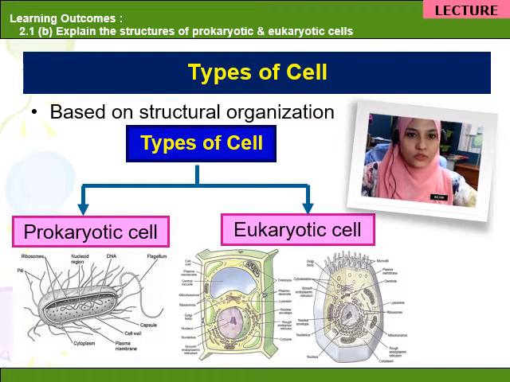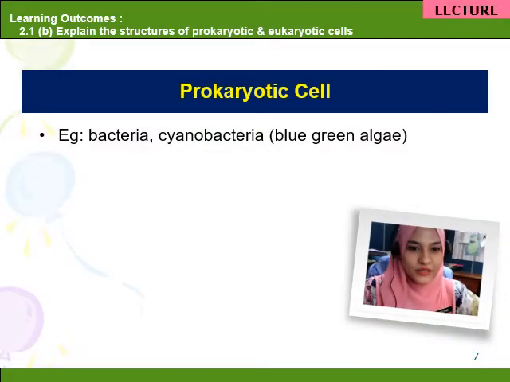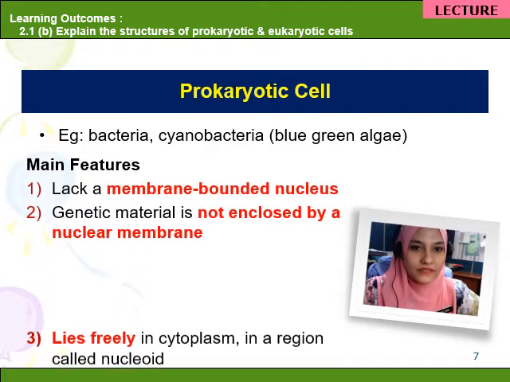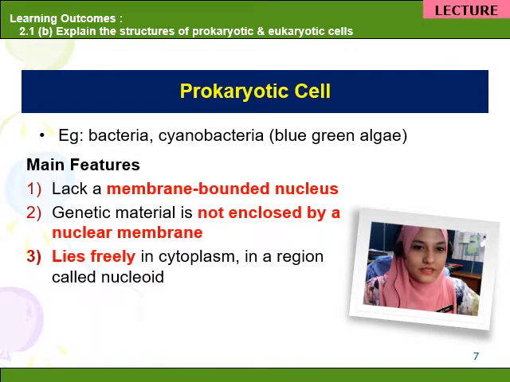There are two types of cells based on structural organization, which are prokaryotic cells and eukaryotic cells. Examples of prokaryotic cells are bacteria and cyanobacteria. The main feature of prokaryotic cells is that they lack a membrane-bounded nucleus, and their genetic material is not enclosed by a nuclear membrane, so it lies freely in the cytoplasm in a region called the nucleoid.